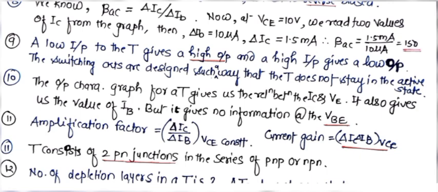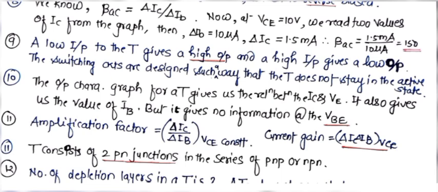A low input to the transistor gives a high output and a high input gives a low output. The switching circuits are designed in such a way that transistor does not stay in an active state. Output characteristics graph for a transistor gives us the relation between the collector current and collector emitter voltage. It also gives us the value of base current, but it gives no information about the base emitter voltage.